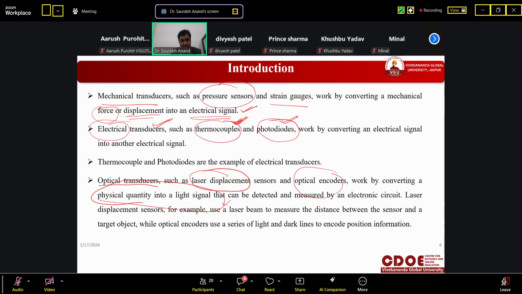Okay, and it can be detected or measured by electronic circuit. So electronic circuit is connected with that. If it is sending the light signal, then it will be detected by electronic circuit, and depending upon that, it will work. Whatever the system we have connected with it, it will work accordingly, right?